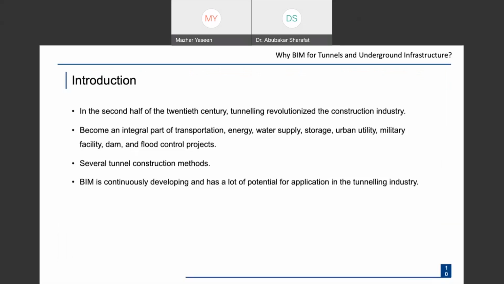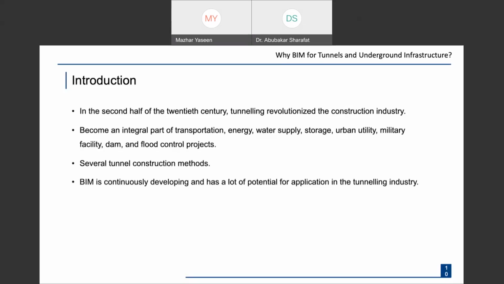So now, having given a general overview and introduction, I'm going into more detail, which is my specialization or main focus. Of course, I'm also engaged with other BIM related to buildings, structures, and other areas, but I'm very focused on tunnels and underground infrastructure. In the 20th century, tunneling revolutionized the construction industry. It has now become an integral part of civil infrastructure projects.